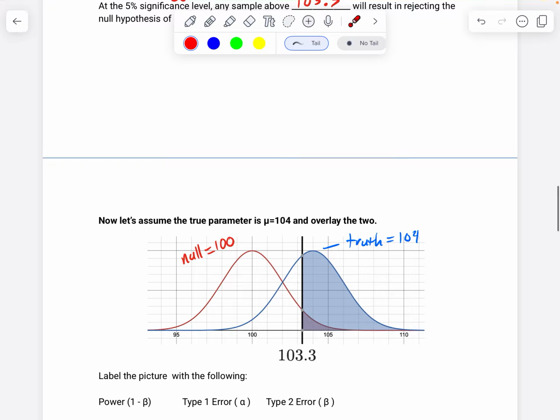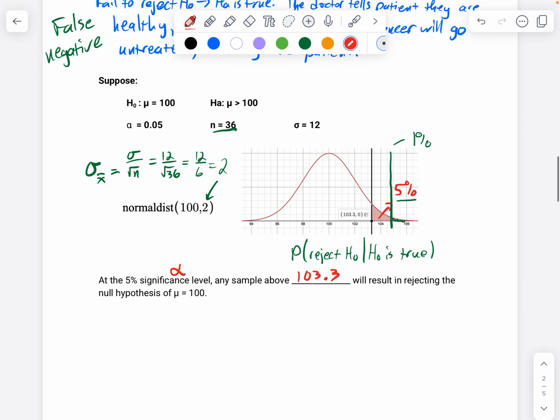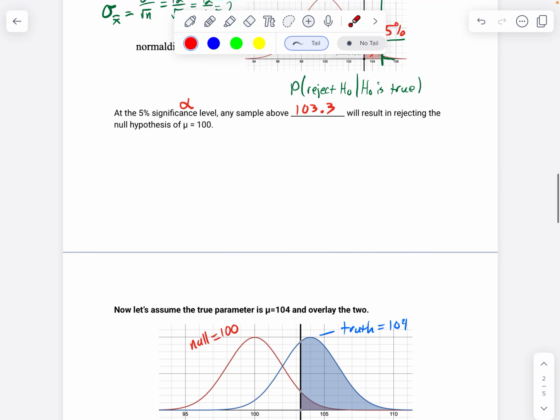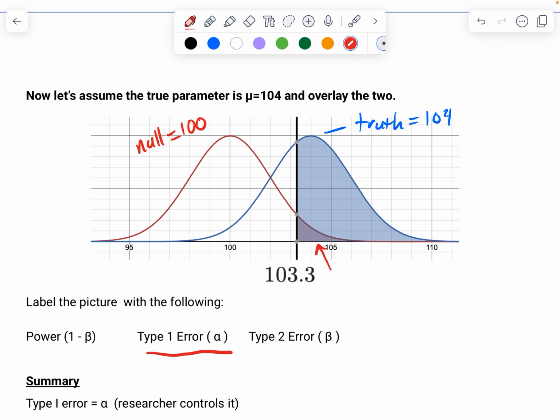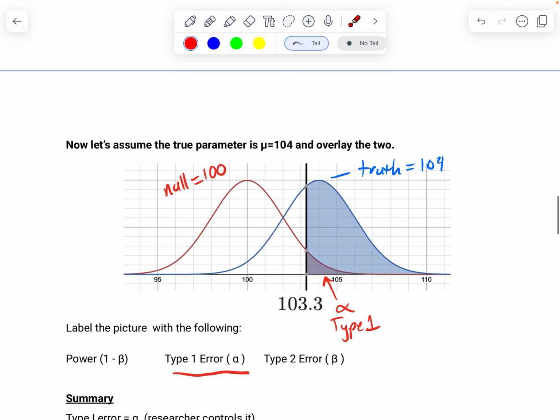So I think the easy one to start with is where does the type 1 error go? Well, it's really just this curve right here. This 5% is the probability of a type 1 error. So I'm just going to label it, it's kind of this one right there. That is alpha, that is type 1 error. The blue, what do you think this blue shaded area is? Is that power or is that the type 2 error?